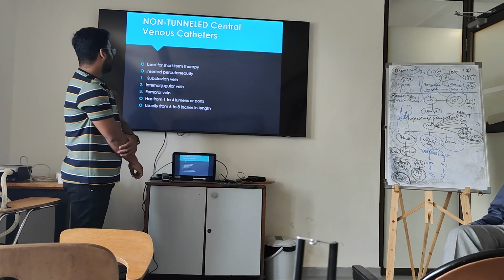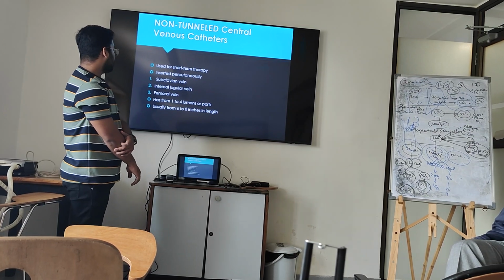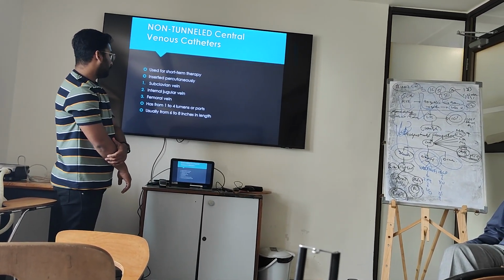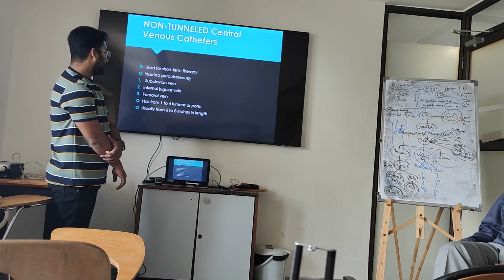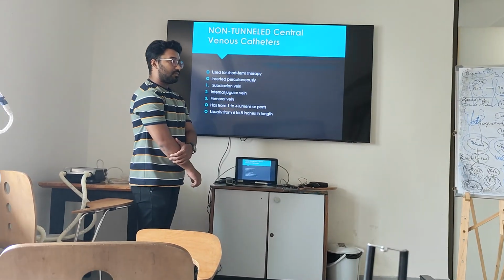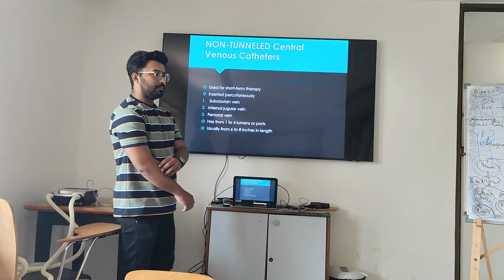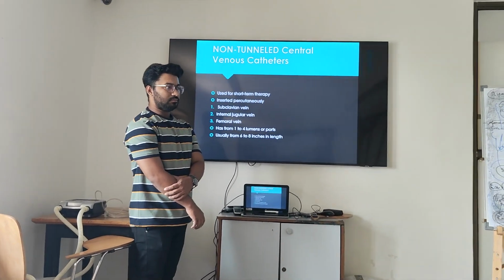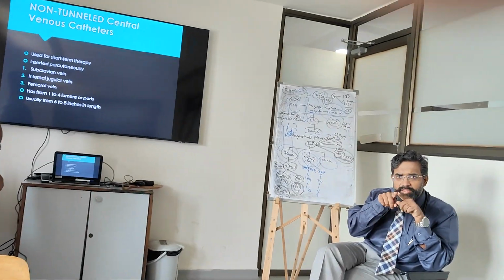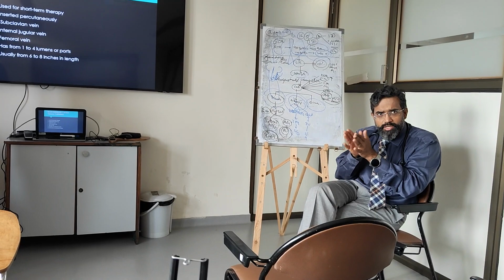Non-tunneled catheter is used for short-term therapy. It is inserted percutaneously. The sites of insertion include the subclavian vein, internal jugular vein, and femoral vein. It has 1 to 4 lumens and is usually 6 to 8 inches in length. How do you check the length? Length is from the tip of the tube to the two lines that are there on the central line, not to the Y, not to the opening of the multi-lumen port.